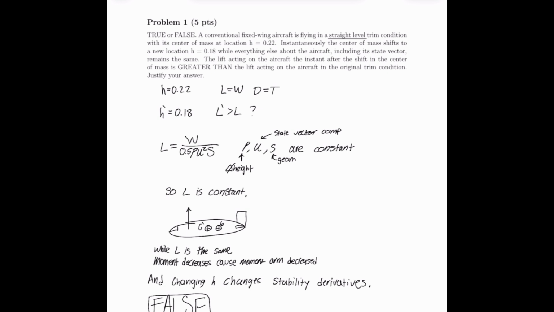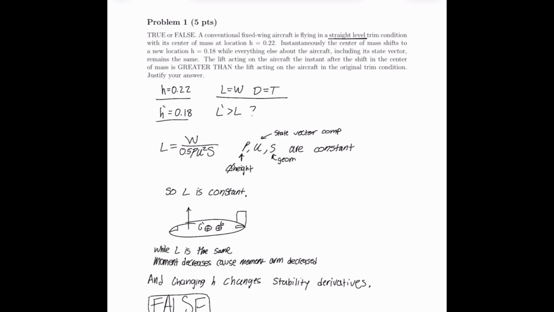Justify your answer. So basically, this is asking if the lift after you change the location of the center of mass is greater than the lift before you changed it. Okay, so the distance to the center of mass is originally that, and the new one is this. And we know that it's straight and level, so that tells us these things are true. We want to know, is this true? Is the new lift greater than the old lift?